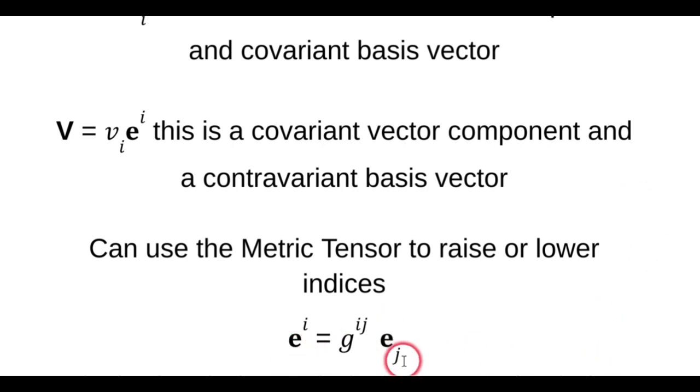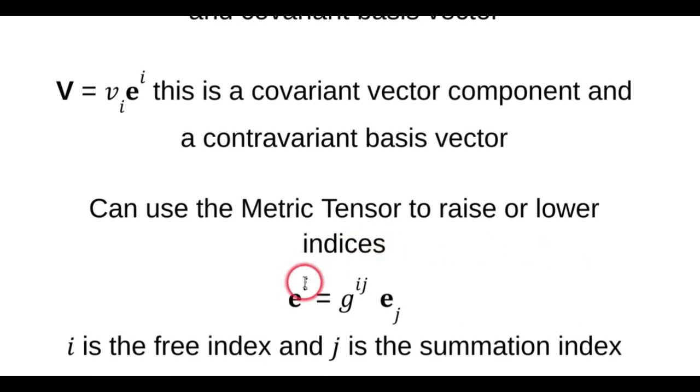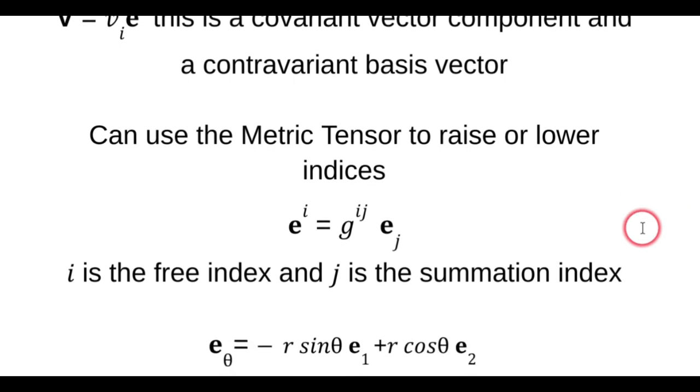We have the contravariant basis vectors, which we found above in video number 2. And in this video, we just found the inverse metric tensor, the contravariant metric tensor. So these j's get absorbed and leave only i. That's the easiest way to think about it. Here, i is the free index, and j, which you see upper and lower, is the summation index. All right, so let's do actual examples.